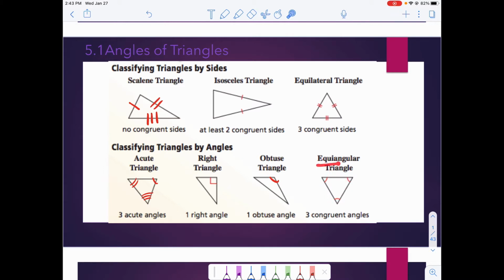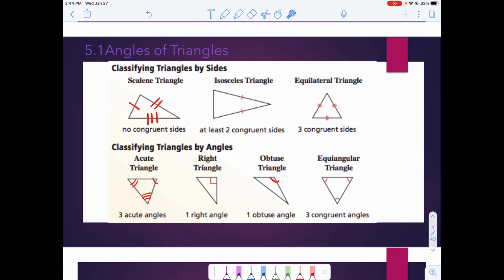You'll notice that an equal angular triangle and an equilateral triangle look very similar, and that's because they are. If it's equilateral, it automatically is equal angular. Why? Because if your sides are all congruent, then automatically all your angles have to be congruent. But if they're asking you to classify the triangle based on sides, then you have to state that it's an equilateral triangle. And if they mark up all the angles as congruent, you're going to classify it by saying it's equal angular. Vice versa, if all the angles are congruent, then automatically all the sides have to be congruent.